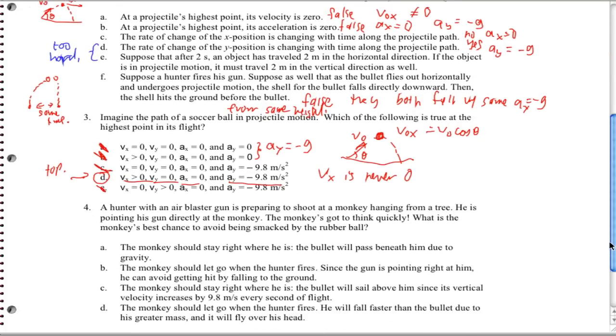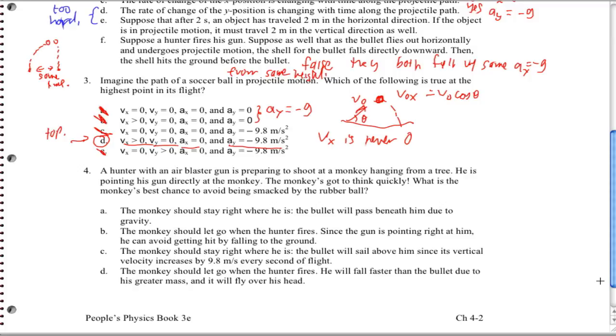And then finally, a hunter with a gun is preparing to shoot a monkey hanging from the tree. We actually eliminated this one. We're not going to be doing this one. This isn't a more advanced physics class.